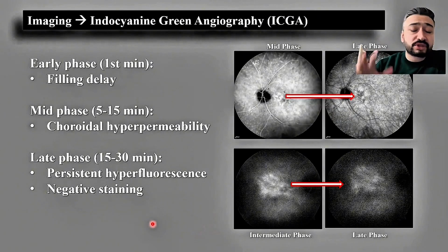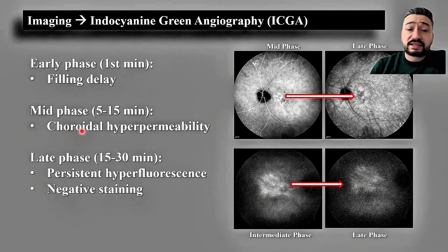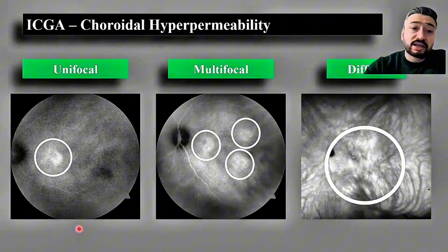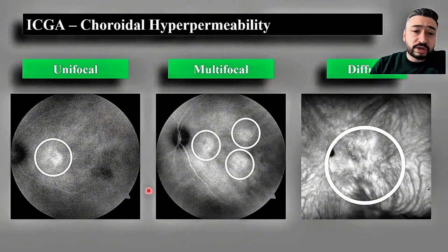Indocyanine green angiography is truly very profound for us in this disease. Here, the mid-phase is 5 to 15 minutes for indocyanine green angiography. We see choroidal hyperpermeability here, as you can see. In the late phase, this can transform into a negative staining. Or, as we see in this specific patient, it can present as persistent hyperfluorescence. We can observe choroidal hyperpermeability as unifocal, multifocal, or diffuse.